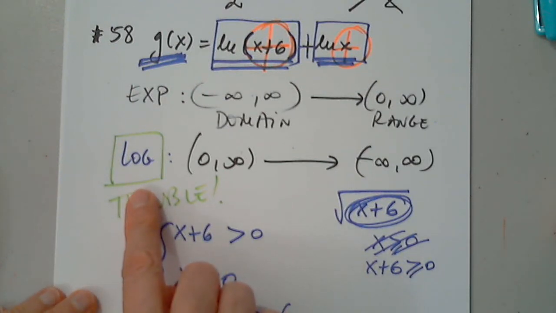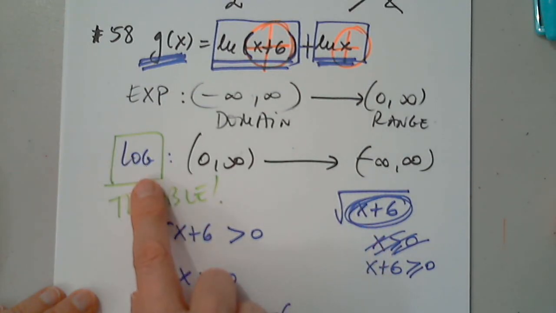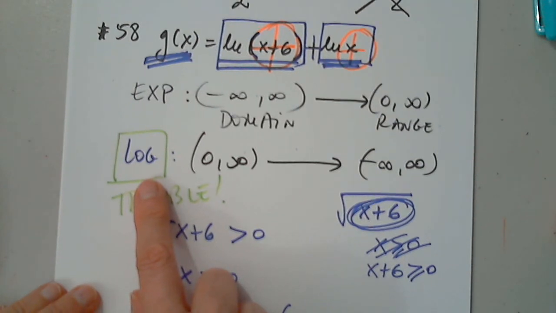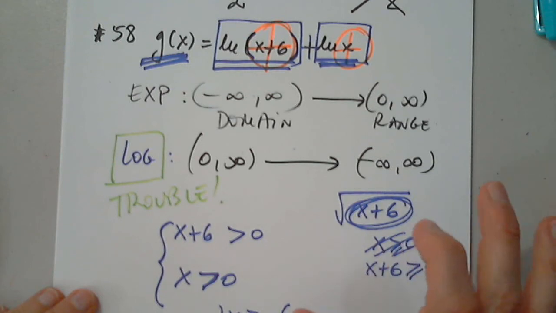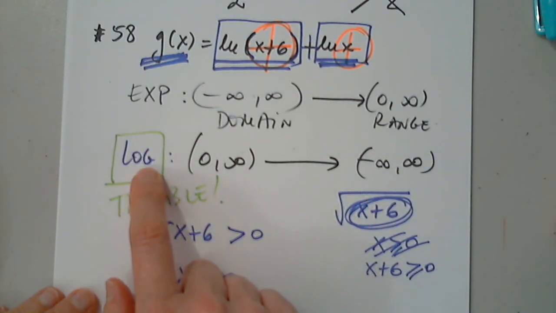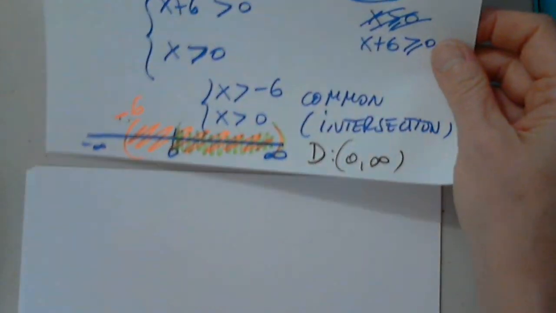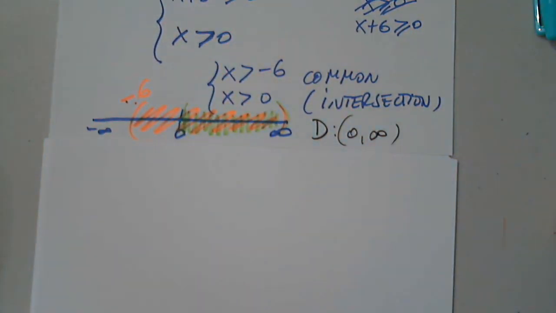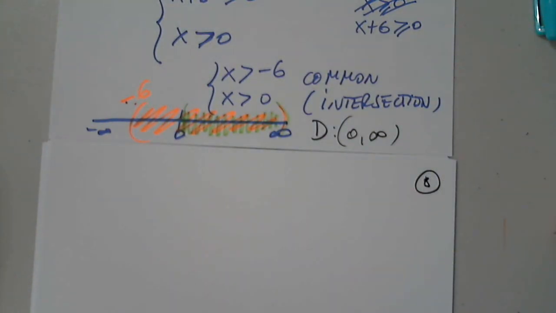So keep this in mind. This function is like the square root. It needs restrictions. And also like a rational function that cannot have 0 in the denominator. So these three functions are trouble: square root or any even root, log, and rational. They are not friendly. Okay. Let's move on to a log equation and then a word problem.